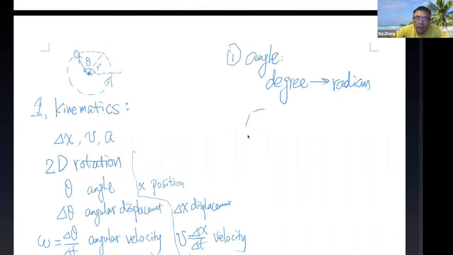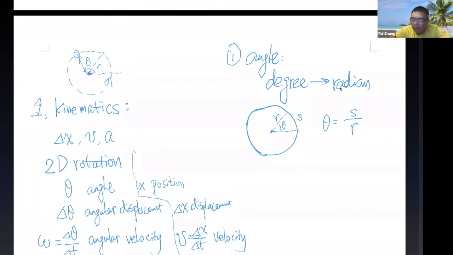So again, consider a circle. Maybe let me draw it in a solid line here. So a radian angle, say this angle theta, is defined like this. Take the arc length of this part of the circle, which I call S, divided by the radius of the circle, which we call R. So this gives you the definition of a radian: S divided by R, arc length divided by the radius, okay?